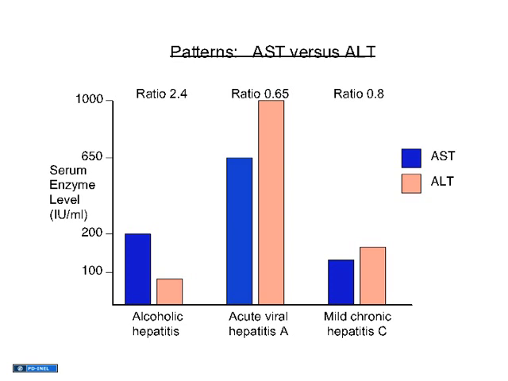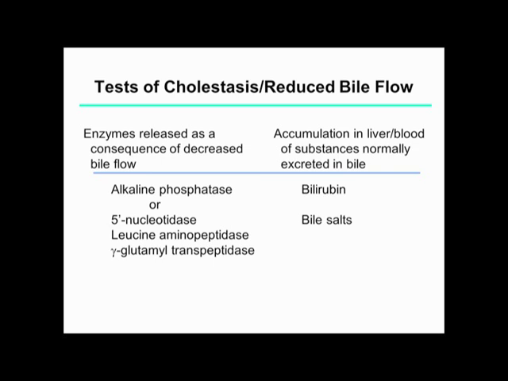So a high AST to ALT ratio, especially if both of them are kind of low, think alcohol as the cause of the liver disease. And remember, you may be underestimating the amount of liver injury. Okay, so that's how you tell liver cell problems.